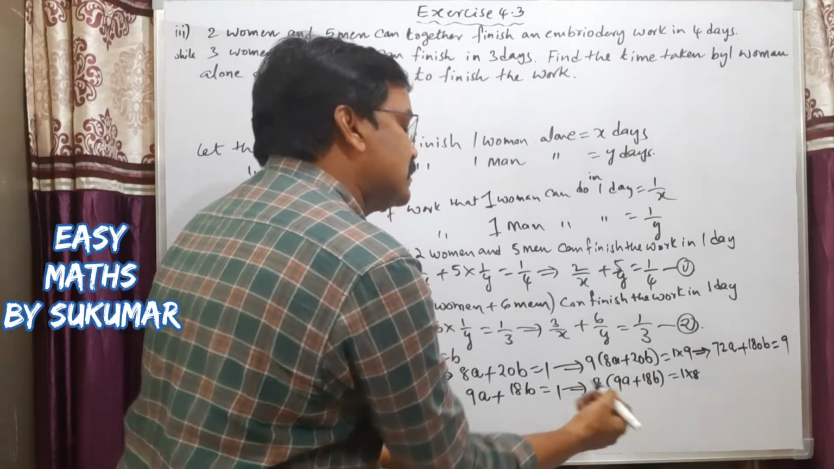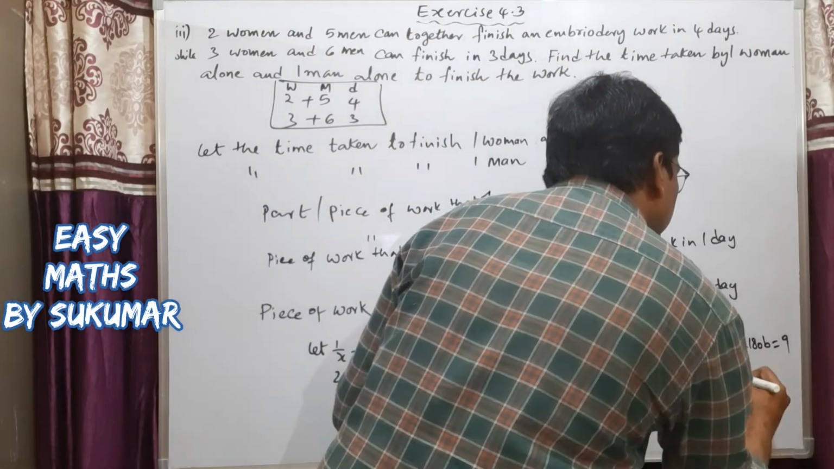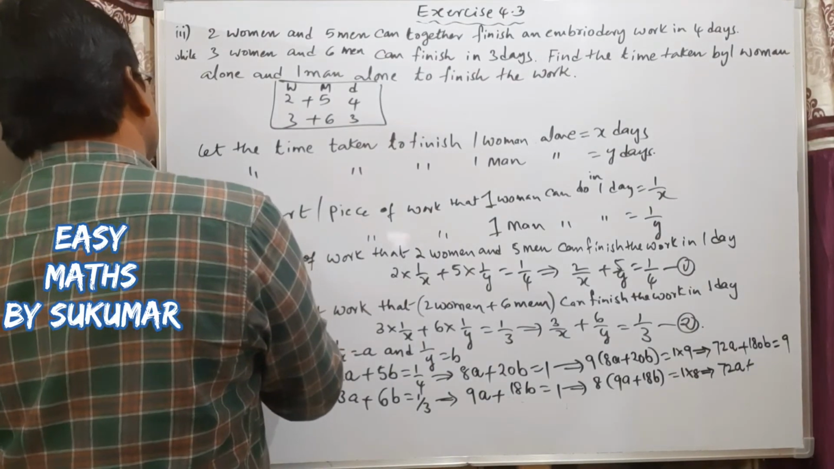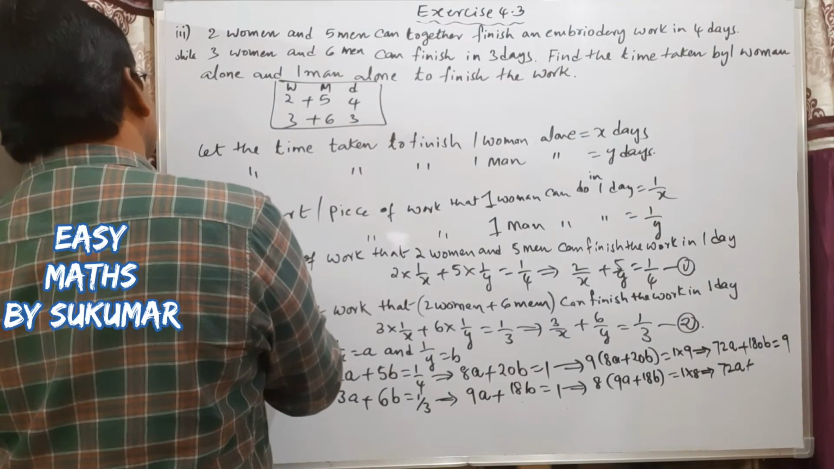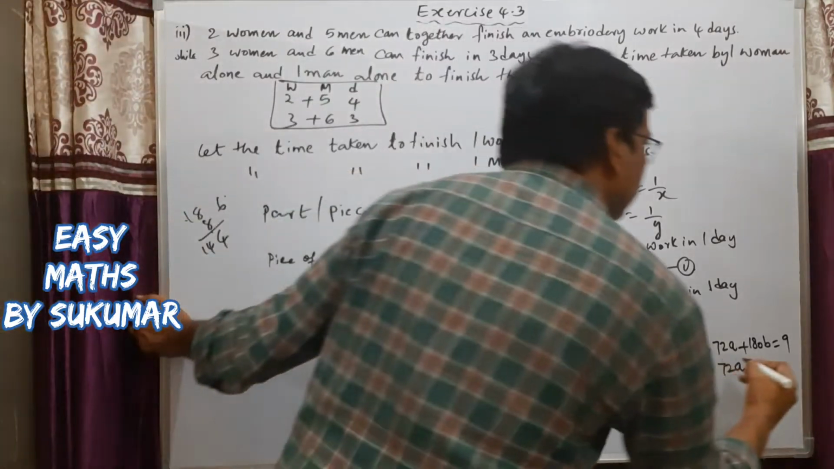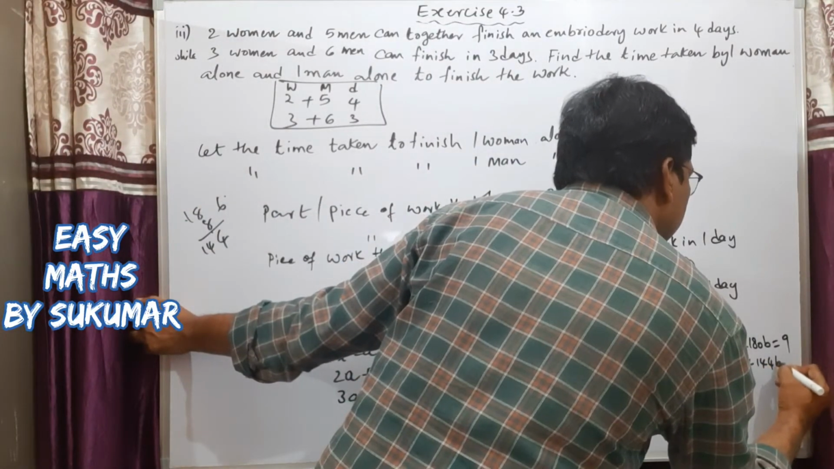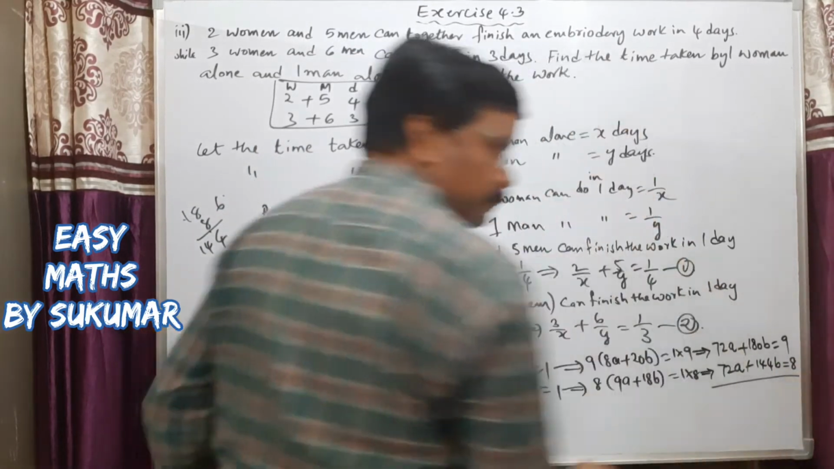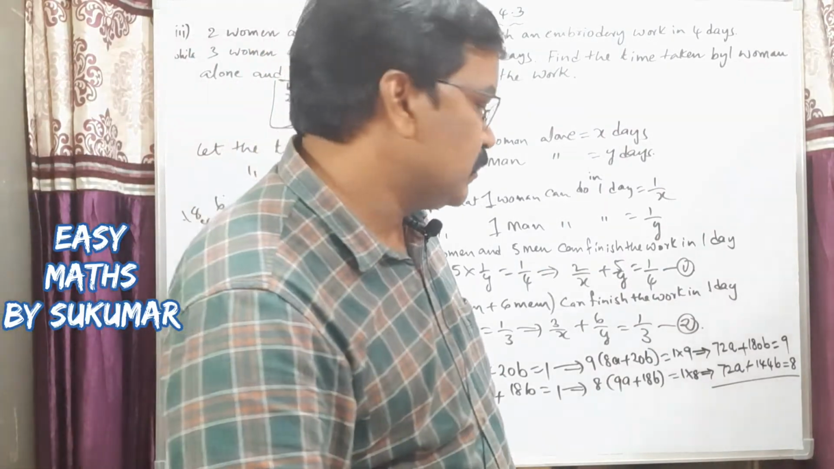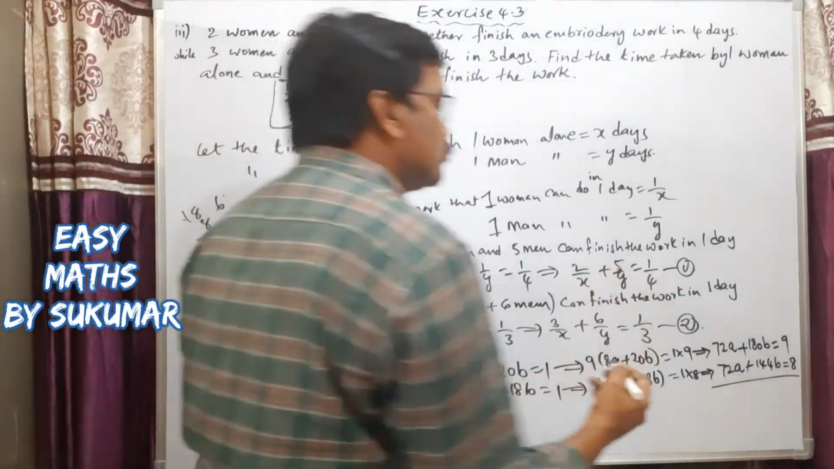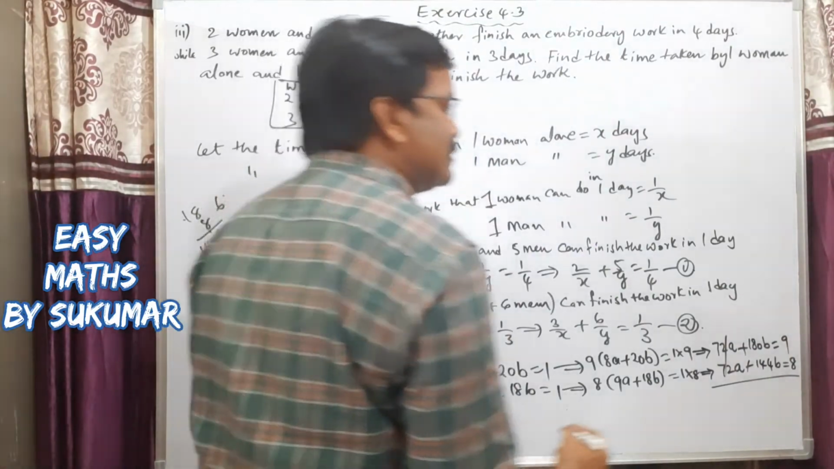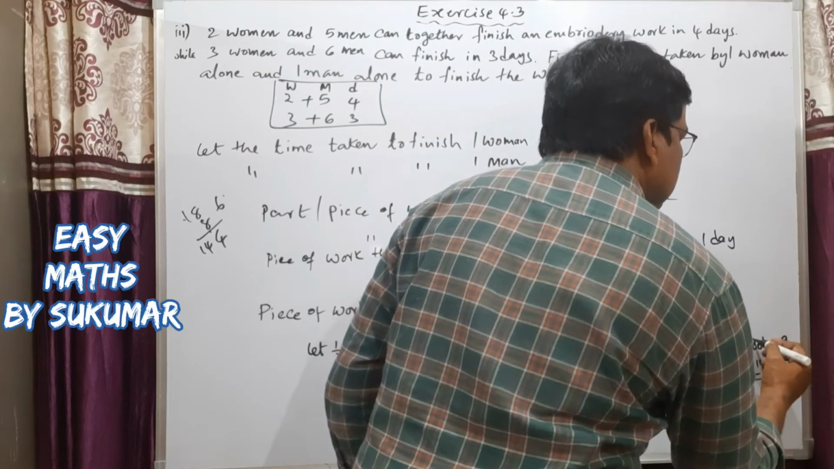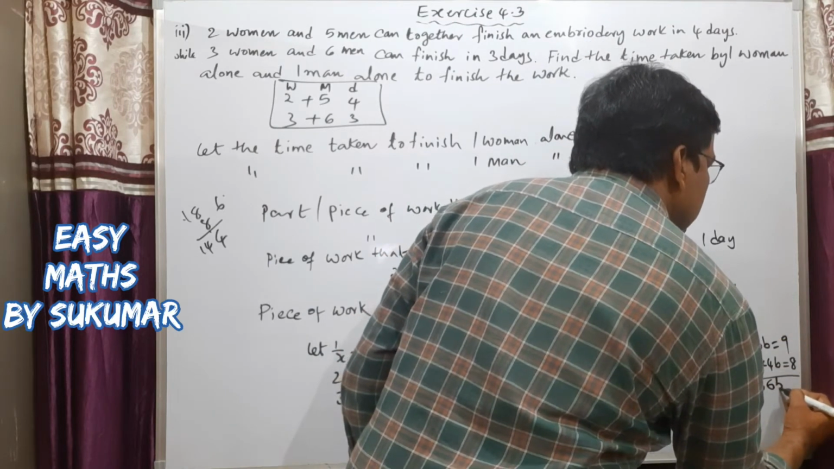Similarly, 8 9s are 72a plus 8 18s are 144b is equal to 1 into 8 is 8. Okay, let us subtract now. Here I have used the elimination method. So my dear students, 72a both get cancelled. 180 minus 144 is 36, and 9 minus 8 is 1. So 36b is equal to 1.